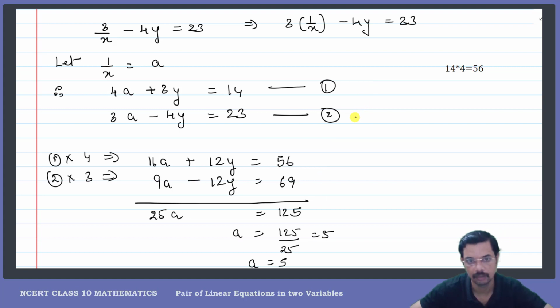Next, once you get a equal to 5, we'll substitute it into any one of the equations to get b. So I'll take the first one, a equal to 5.